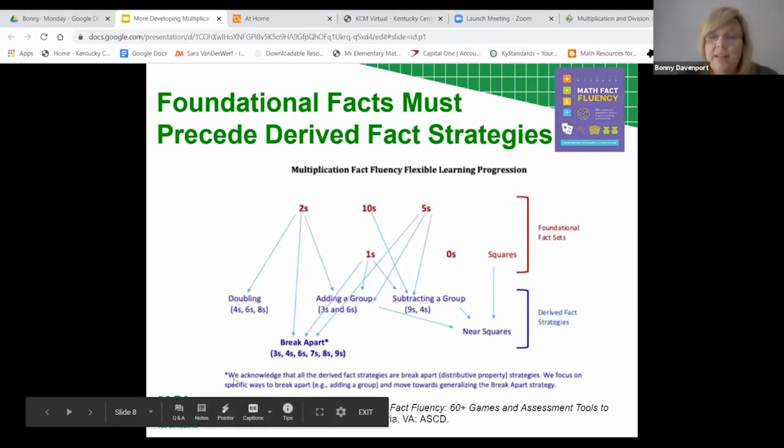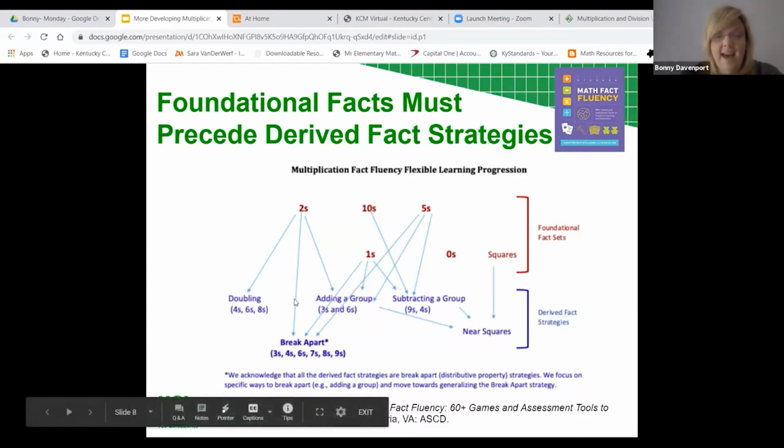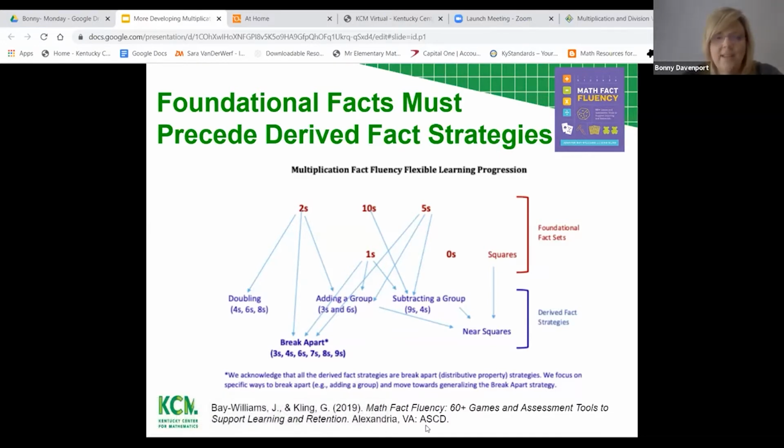Okay, and this particular diagram is from Jenny Bay Williams' book, Math Fact Fluency. You can see at the top are the foundational fact sets, and at the bottom are the derived fact strategies, and that's kind of where we're focusing today. I'm going to be looking at adding a group and subtracting a group. In the last session, I focused more on the doubling and the break apart. The near squares group is really just a specialized part of adding a group and subtracting a group, so we'll be talking about that strategy as well.